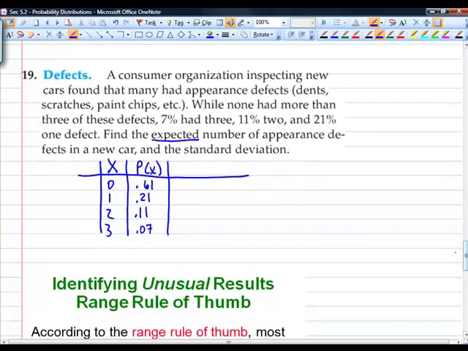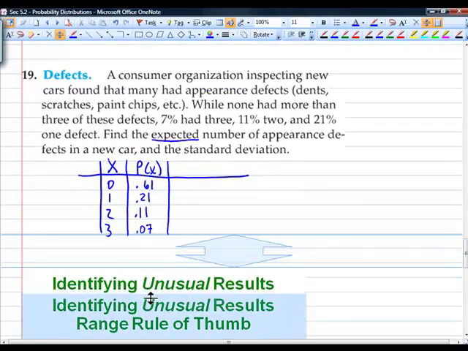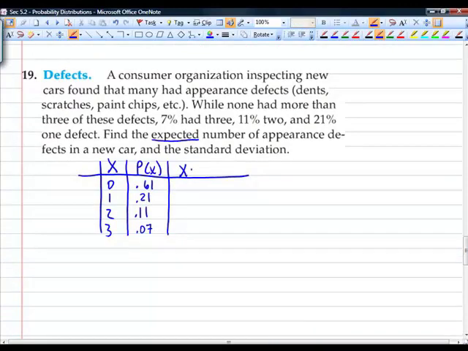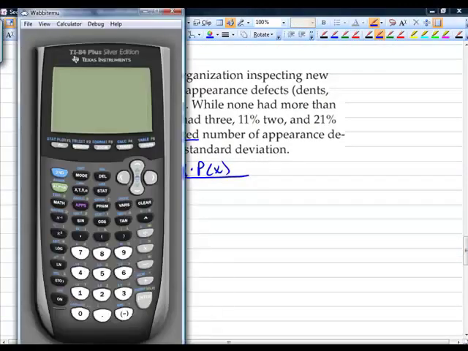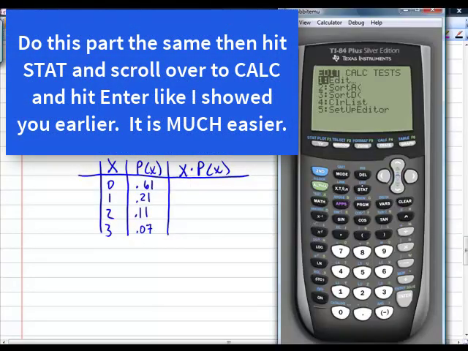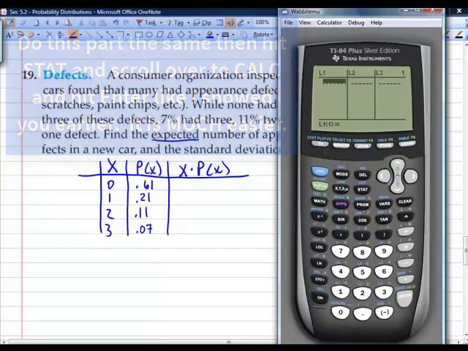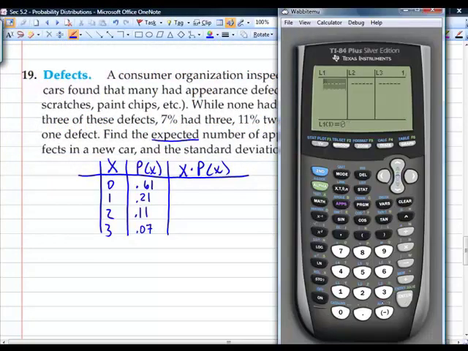Now, the first thing that we're asked to find here is the expected value, the expected number of defects. In order to do that, we need to find X times P of X, and then we add all that up. We're going to do this on our calculator. So we go to our Stat button and edit. We're going to edit a list of values. In list 1, we're going to plug in X. So there's 0, 1, 2, and 3. Move over to list 2. We have 0.61, 0.21, 0.11, and 0.07.